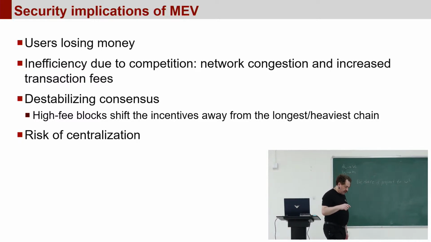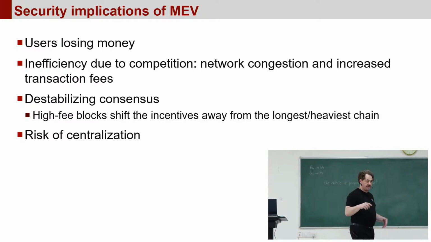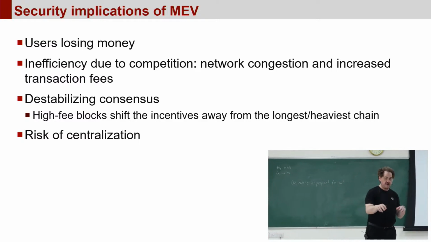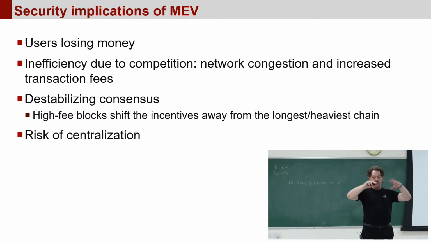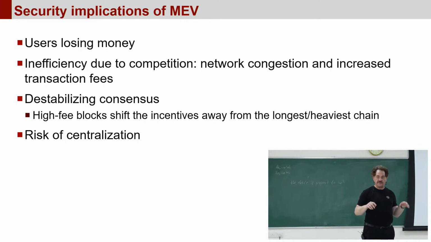Also, suddenly we have a lot of transactions. Suddenly there is one transaction from Alice, and now there are 100 MEV searchers, and each one issues a transaction. Suddenly we have 100 transactions at the same time. The result is network congestion.